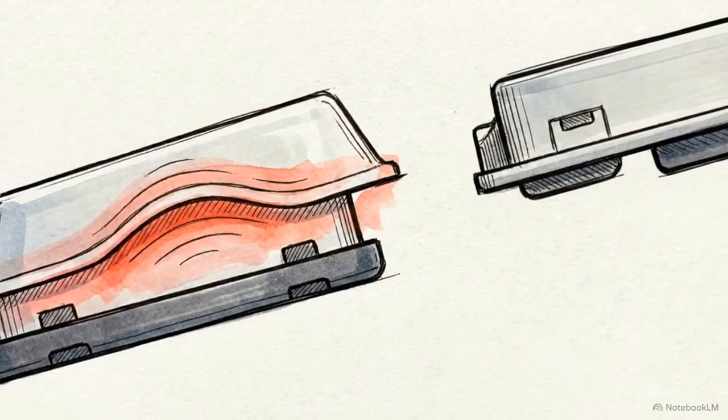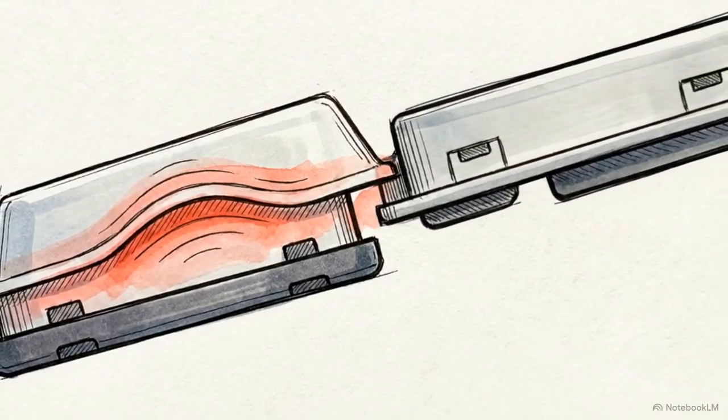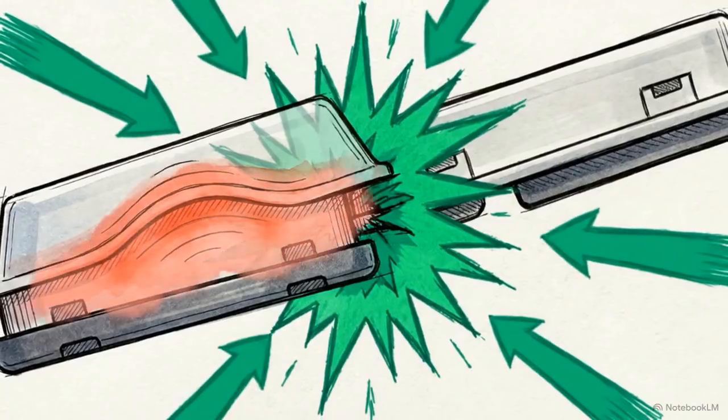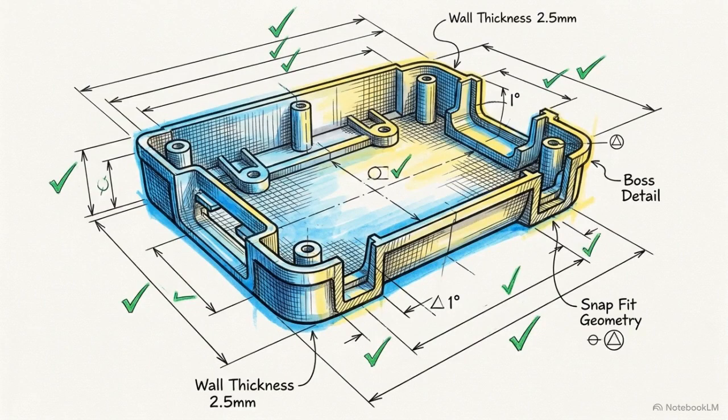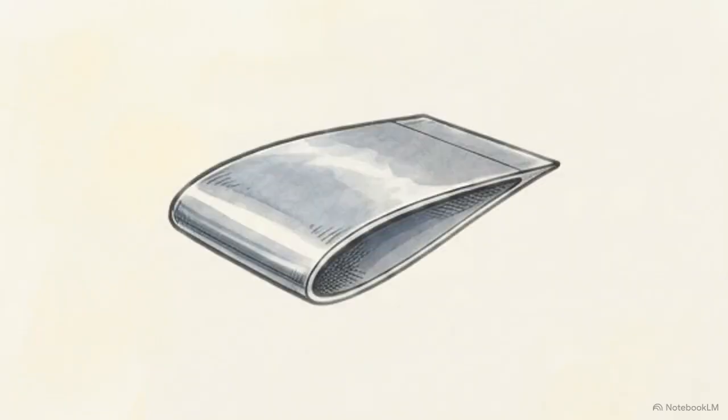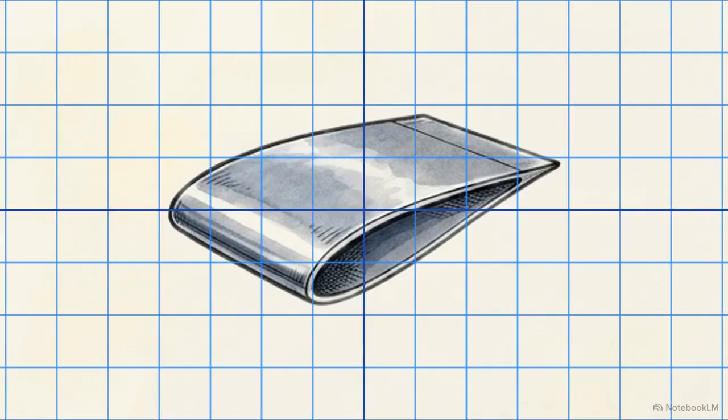Look at this assembly. A consumer electronics housing attempts to snap into place and violently jams. The paradox here is that this part likely passed every linear and radial dimension on its engineering print. The failure stems from relying on traditional coordinate dimensioning.